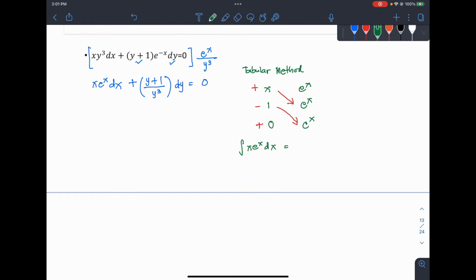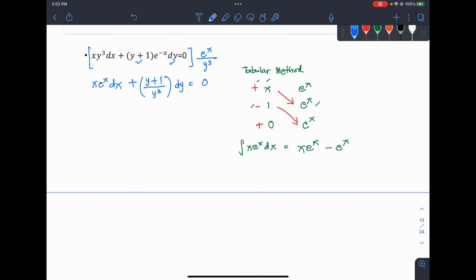So we'll start with this. Positive x, then multiply it with e raised to x. Then minus, so 1, then multiplied with x. So that would be x e^x minus e raised to x.